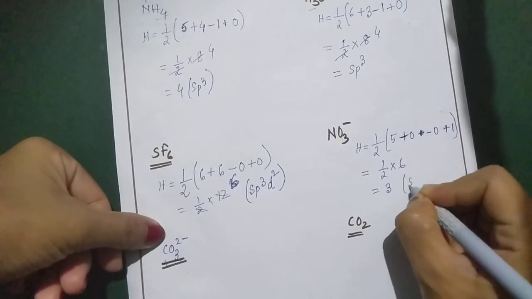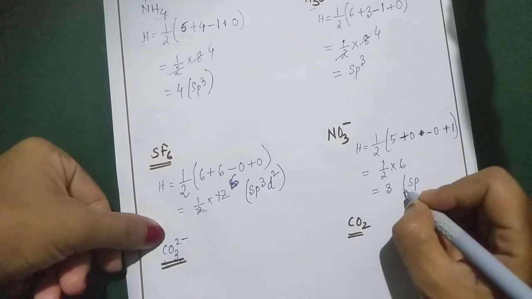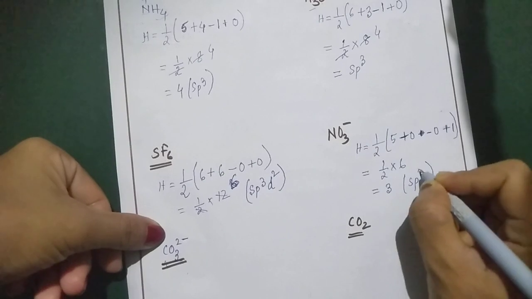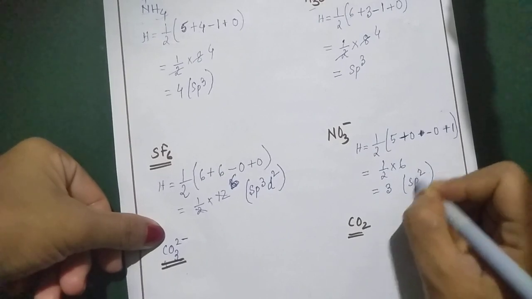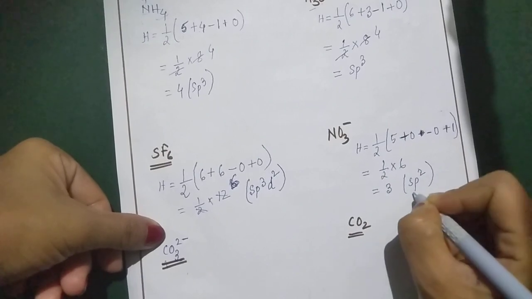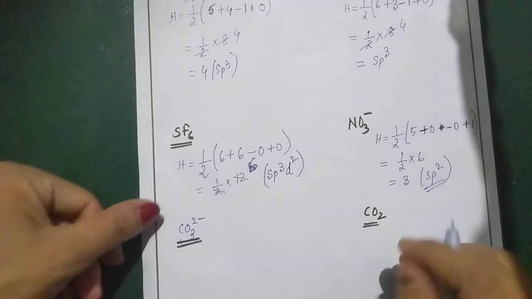So this is sp, total it should be sp2, total 2 plus 1, 3. So how many orbitals are mixing here? 3 orbitals. So NO3 minus has sp2 hybridized orbital.